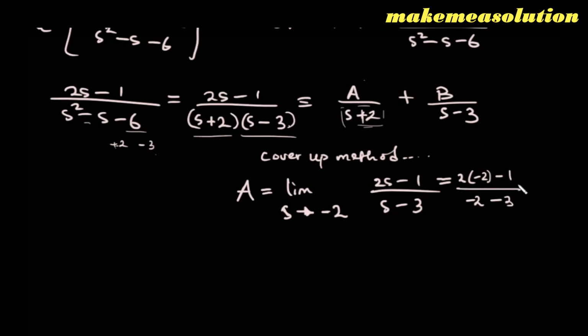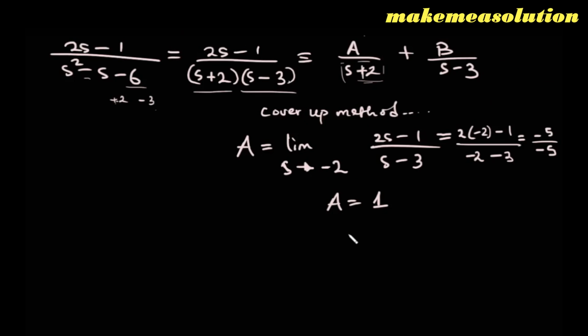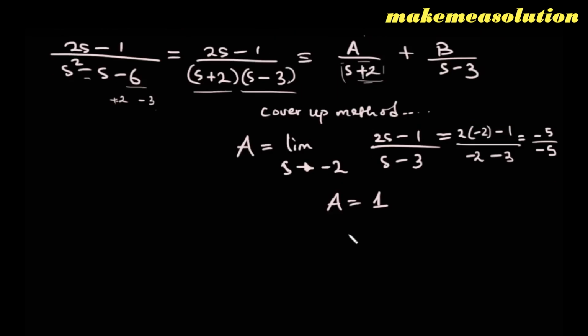So this gives me what? It gives me minus 5 over minus 5. Is that okay? And in that case, a is 1. So another thing that you need to do is use the same technique to solve for b. Is that okay? So let's solve for b.